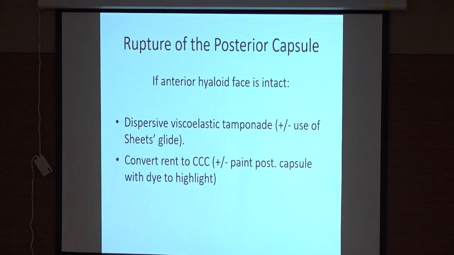Even if it is not intact, you put viscoelastic from the other side, convert to a CCC if that is possible. You may have a senior surgeon with you at that point of time. You may paint the capsule with a trypan blue dye even at that stage. Convert to an ECCE if you think there's a large nucleus piece in the eye, and it's going to be hard to remove it otherwise.